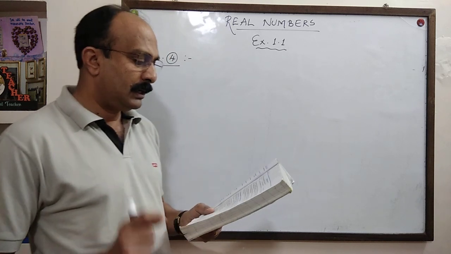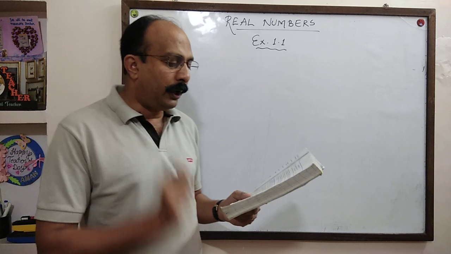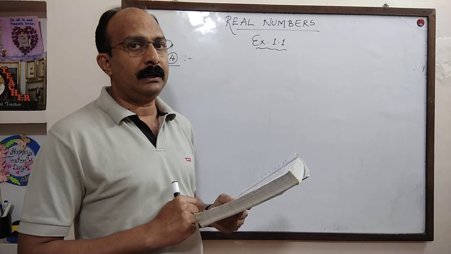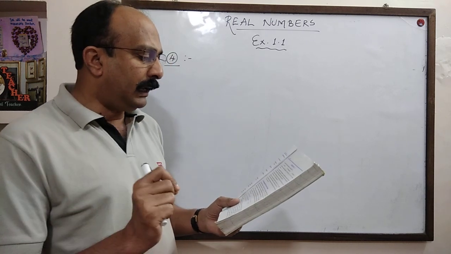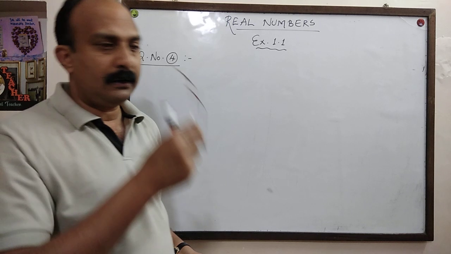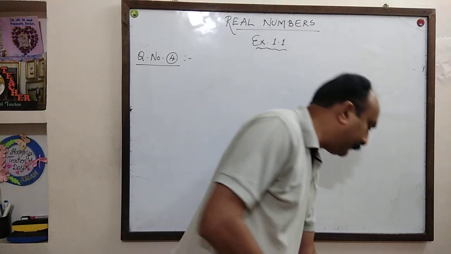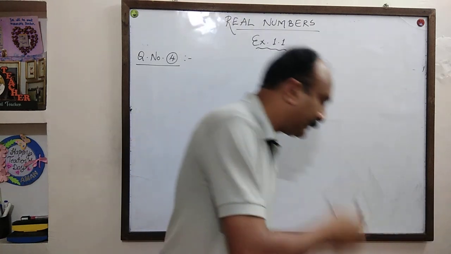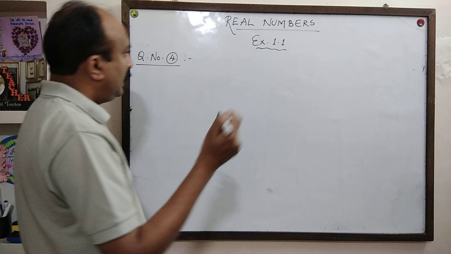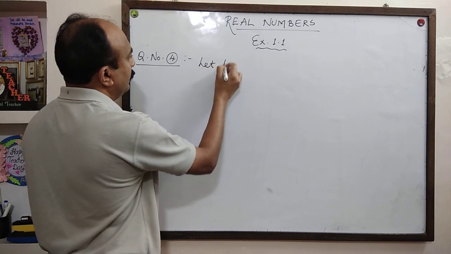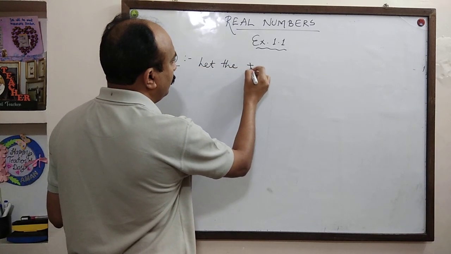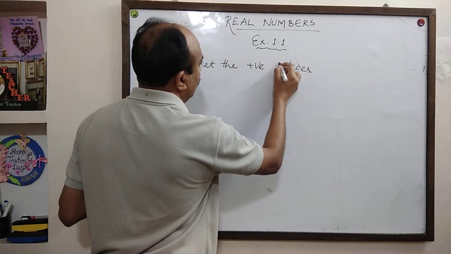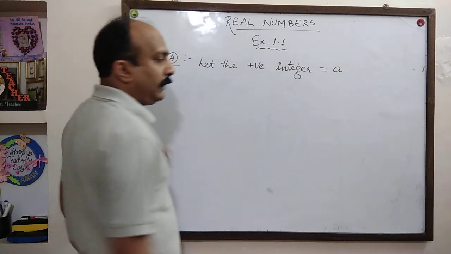I repeat the question. Show that the square of any positive integer is of the form 3m or 3m plus 1 for any integer m, using Euclid's division lemma. So, let us assume the positive integer as a. Let the positive integer be equal to a.